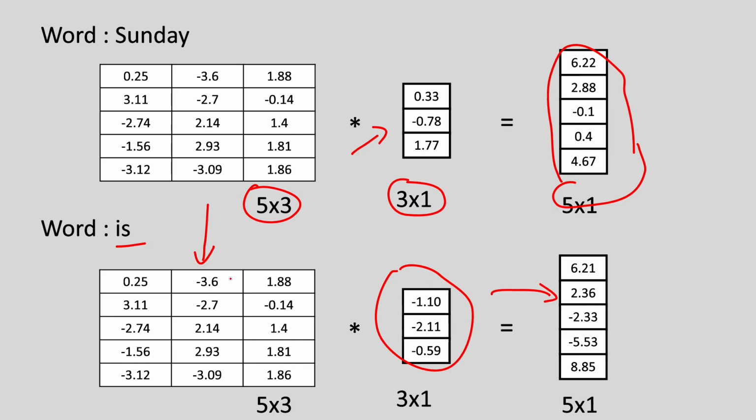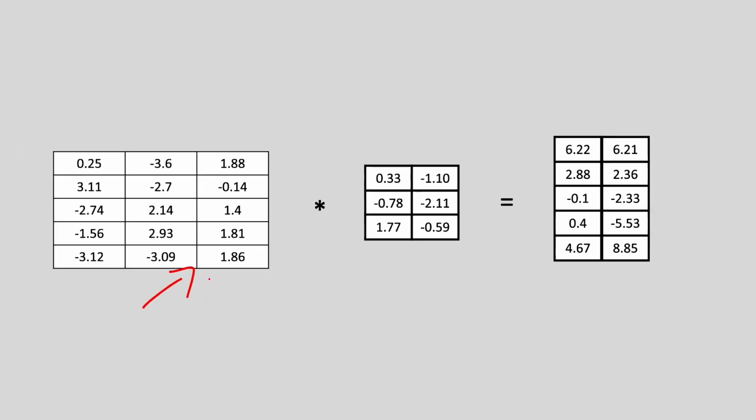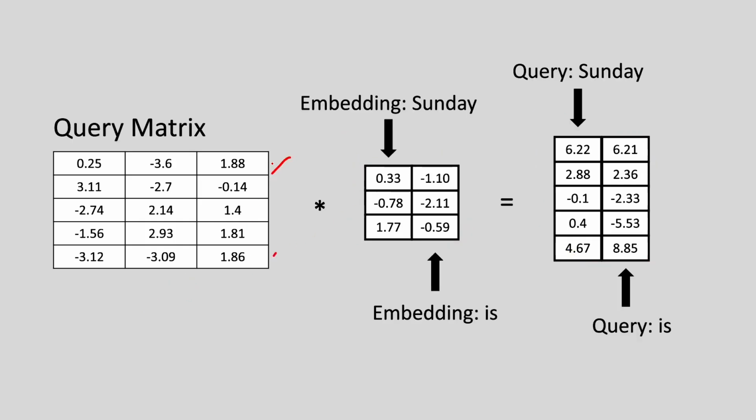Now why don't we, instead of doing these multiplications in two different steps, just club them? We'll keep the query matrix because it is the same. And what do we do now? We make it into a smaller matrix. Those embeddings which were vectors have been clubbed into a matrix, and you see the answer is the same. Over here, this was the query matrix, this was the embedding of Sunday, and this was the embedding of "is", but now it has been converted into one step matrix multiplication. And what you have got is the query vector of Sunday, and here the query vector of the word "is".